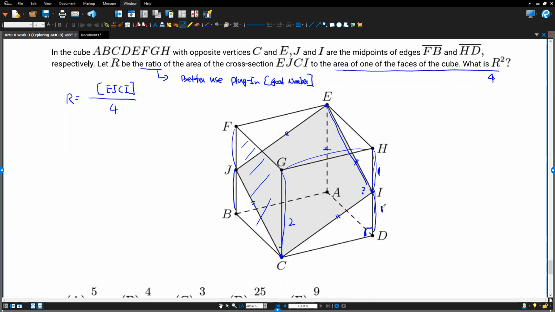Okay, so this is one, this is two. What is the length of this side? This side is square root of 2 squared plus 1 squared, Pythagorean theorem. That is square root 5. Looks like a square, but we still don't know. This side is square root 5. This one square root 5. Square root 5 and square root 5.